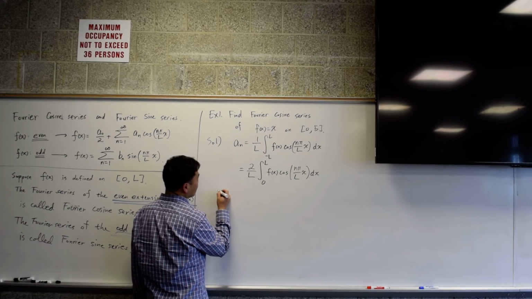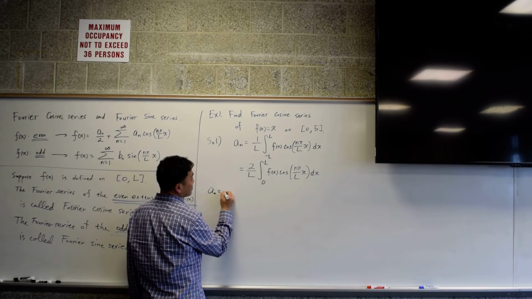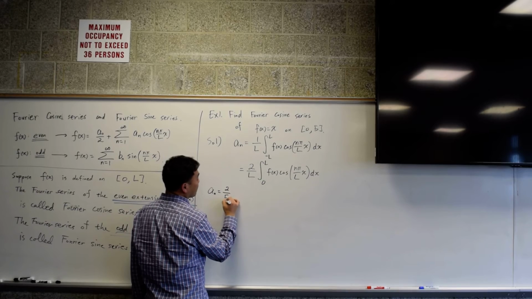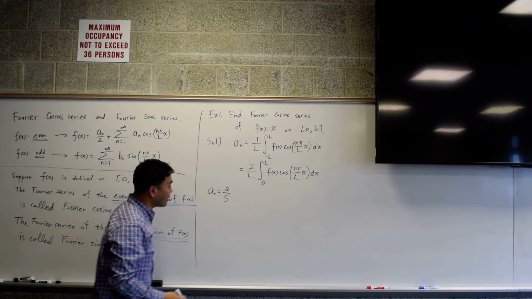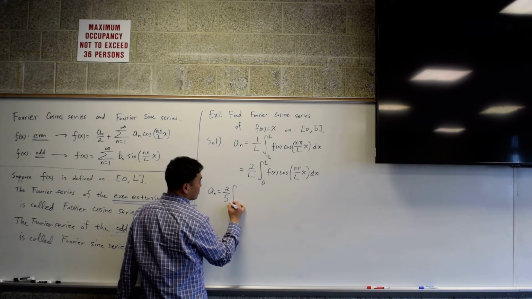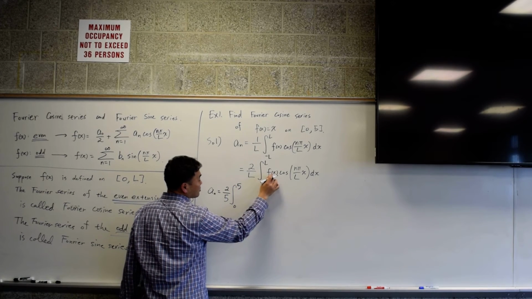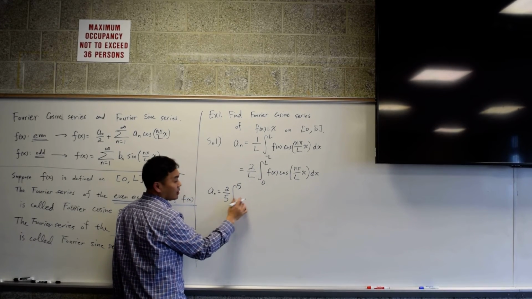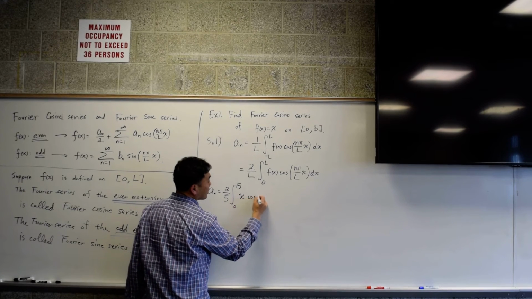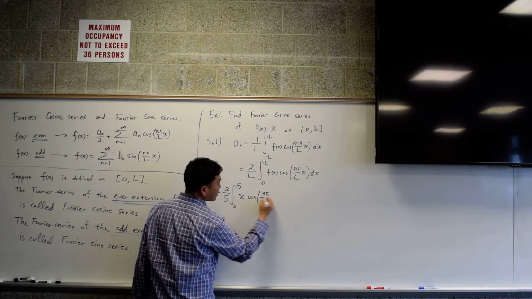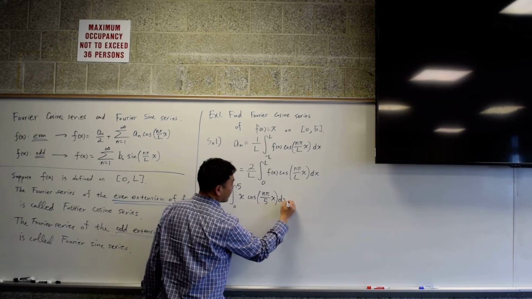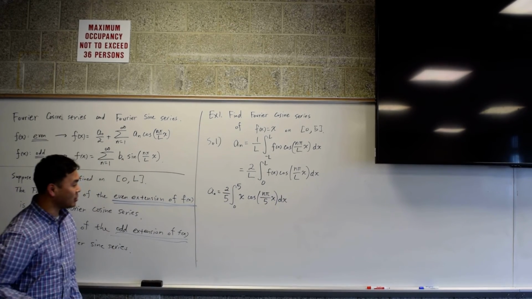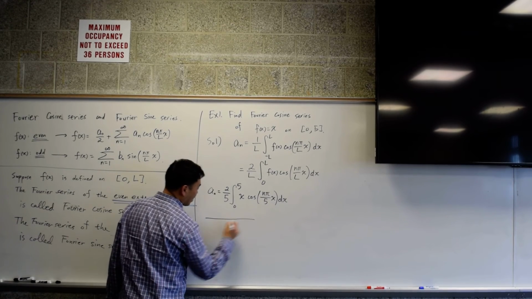Let's continue. Therefore, an is 2 over 5. See, our L is from 0 to L. So if I have 0 to 5, L must be 5. 0 to 5. What do I put for f of x? x cosine n pi over 5 x dx, which can be easily computed by using tabular integration.